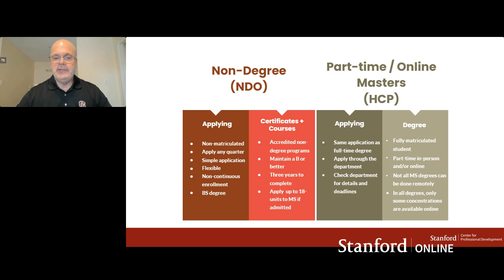I just want to make mention as well that in all degrees, only some concentrations are available online. So for example, if I take computer science, they have concentrations or specializations that can be completed fully online, some partially online, and some that just can't be completed online. So you have to understand which specialization or concentration you're interested in, and then understand whether you would be required to come to campus for some of that degree or not, depending on what you select. So that's a little bit about the degree program. And I guess we'll go to the next slide.